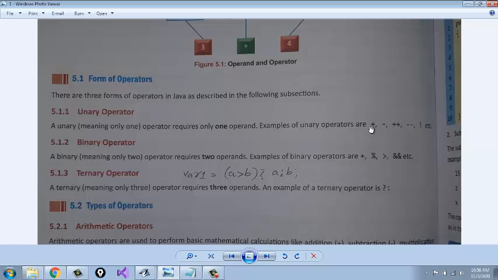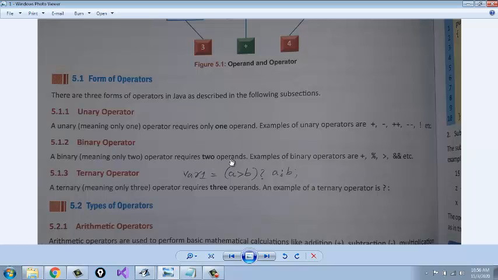Here it is written some examples: unary plus, unary minus. Don't be confused with this plus, because this plus symbol is addition operator or arithmetic operator. And what about this plus symbol? This plus symbol is unary plus symbol, unary plus operator, and this minus symbol, that is unary minus operator. And these are the examples of unary operator: unary plus, unary minus, increment, decrement, logical not operator, isn't it?